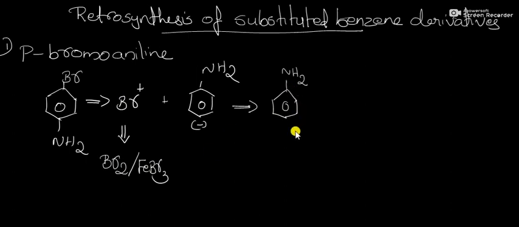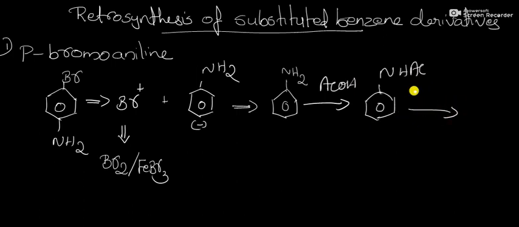We know that direct bromination of aniline will provide tri-substituted derivatives of aniline. So, first we have to convert aniline into acetanilide by reacting with acetic acid. It will convert it into acetanilide, NHAc.